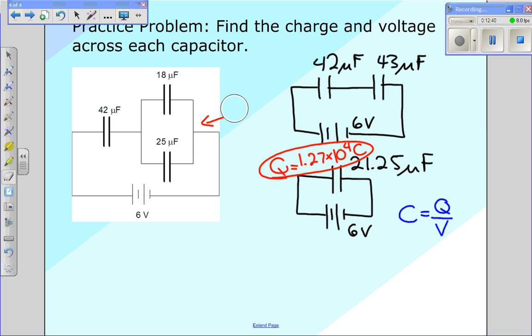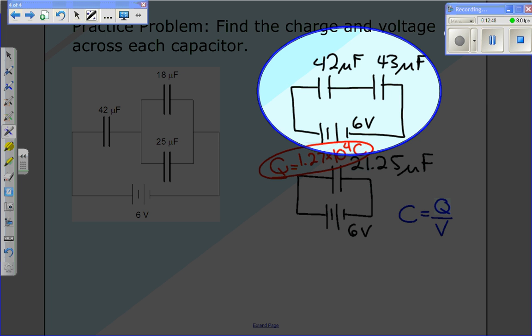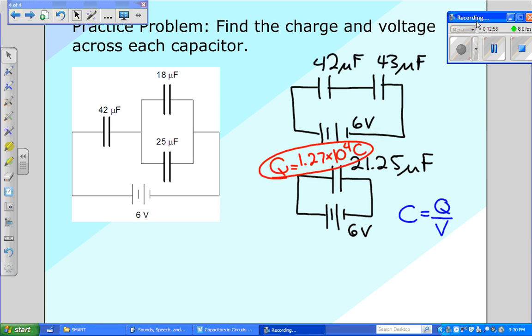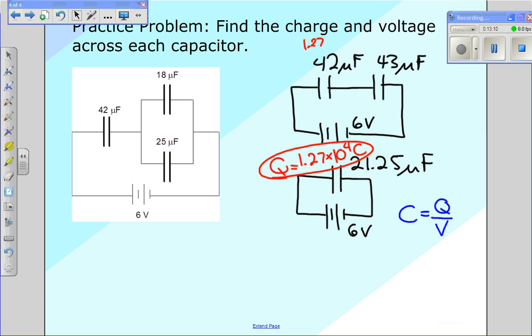So what I'm going to do is I'm going to look at our second condensed circuit, which we see here. And now I can take the rules that we have and figure out what is the charge on each one of these capacitors. Well, since these capacitors are in series, we know that the charge has to be the same. So both of these capacitors have an equal charge on them, and that is the same as what we found before, which is 1.27 times 10 to the negative 4th coulombs.